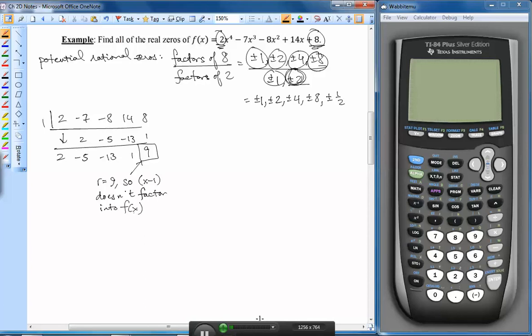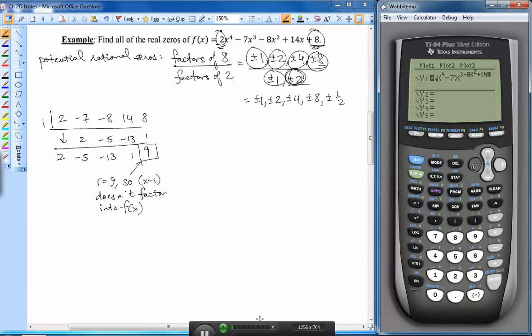Well, you could keep trying, but there are going to be a lot of choices. There are 9 other choices to try. That takes too long, so what I want to do is use the graph to help. So over here, if I can get the graph to go on, I'm going to go to y equals and type in the function 2x to the fourth minus 7x to the third minus 8x squared plus 14x.